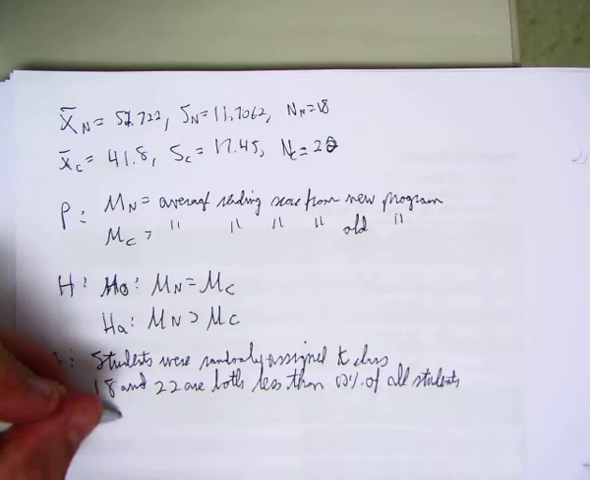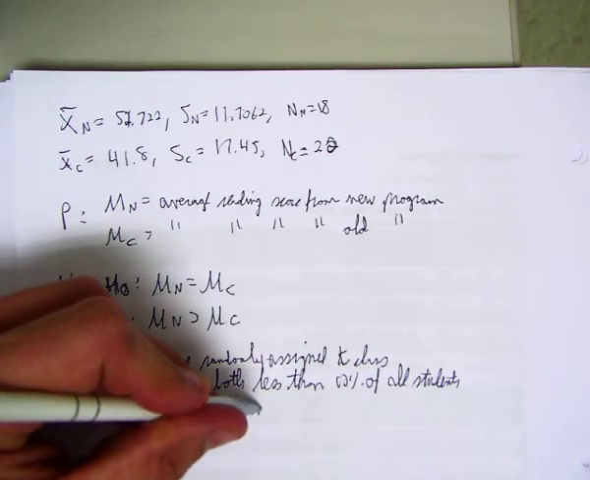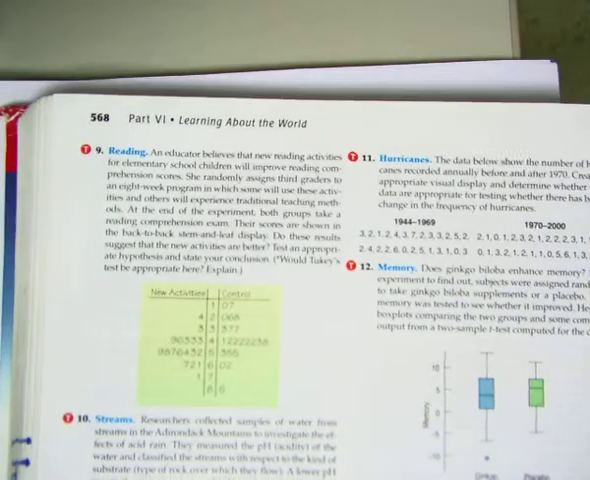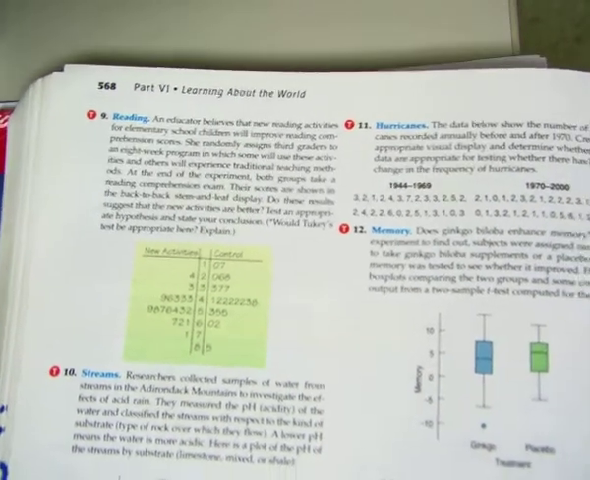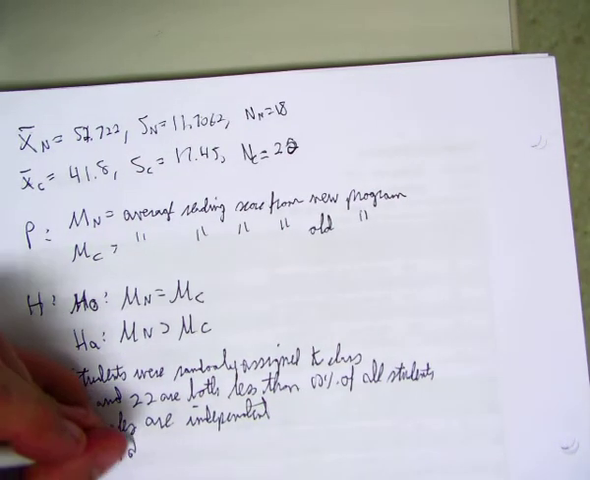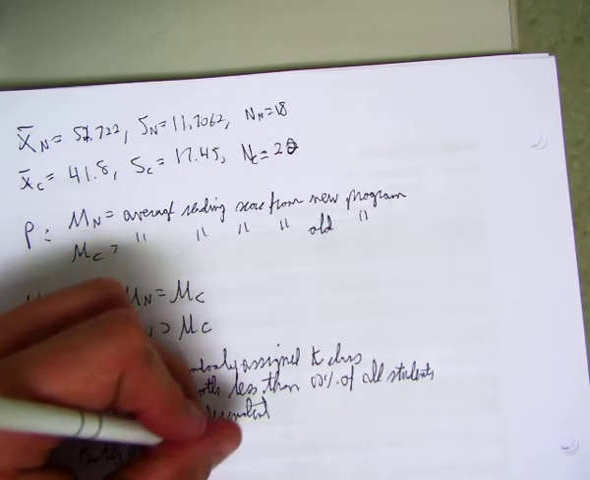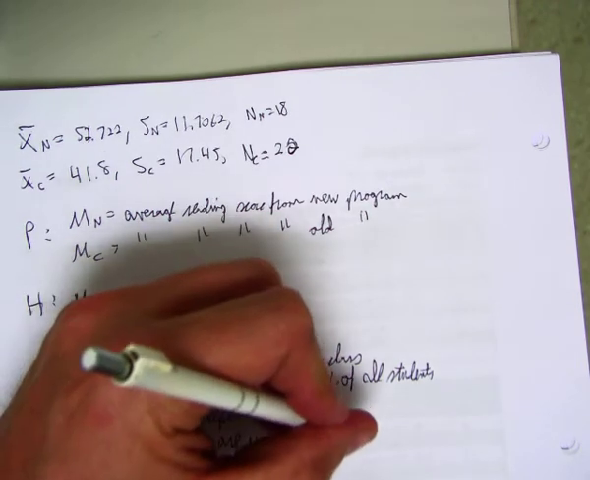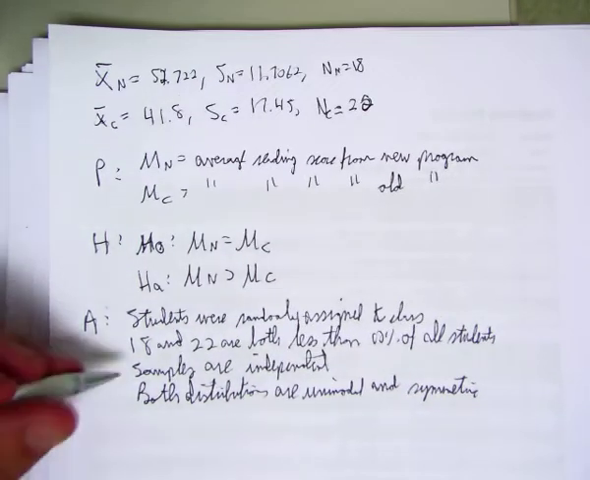The samples, or the groups in this case, are independent. And the nice thing about this one is they gave us a back-to-back stem and leaf plot. So all we got to do is look at that. Well, both of them are roughly unimodal and symmetric. We don't even have to go and look at anything. So both distributions are unimodal and symmetric. Those are what we got, okay?